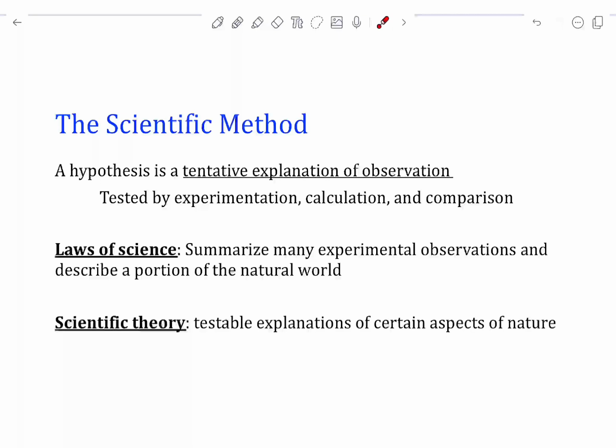Now, if you're in Chem 1100, you may also be taking General Chemistry 1 Lab, Chem 1110, where you will be doing this. You formulate a hypothesis, you experiment, you do calculations, you compare different trials that you do in those lab experiments in order to prove or disprove your hypothesis.